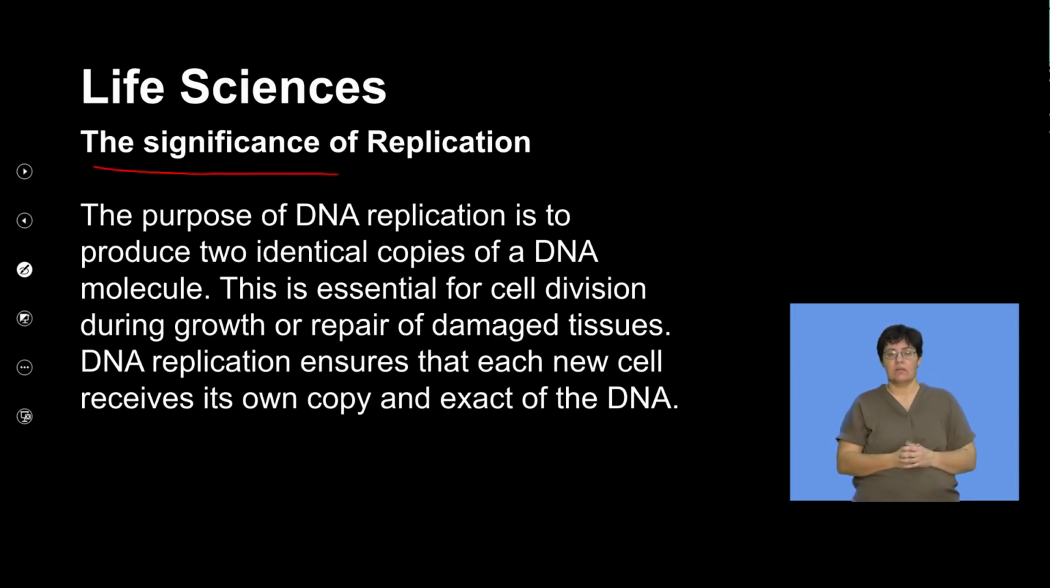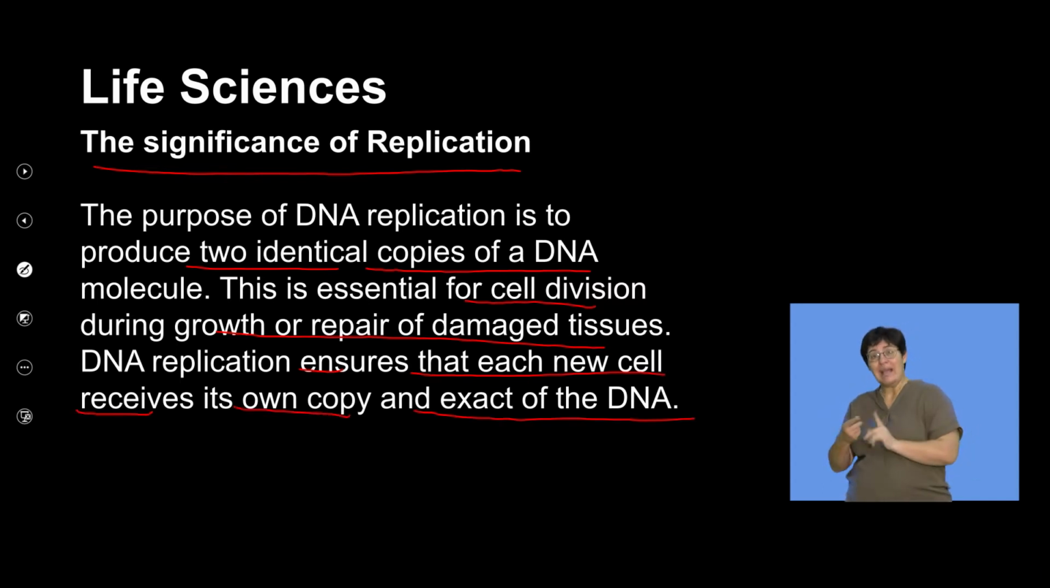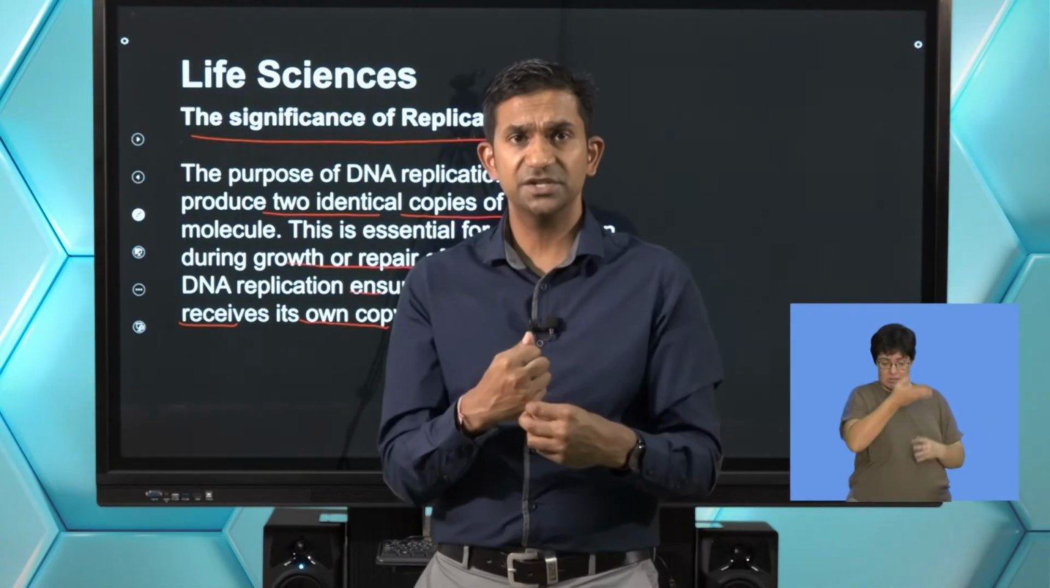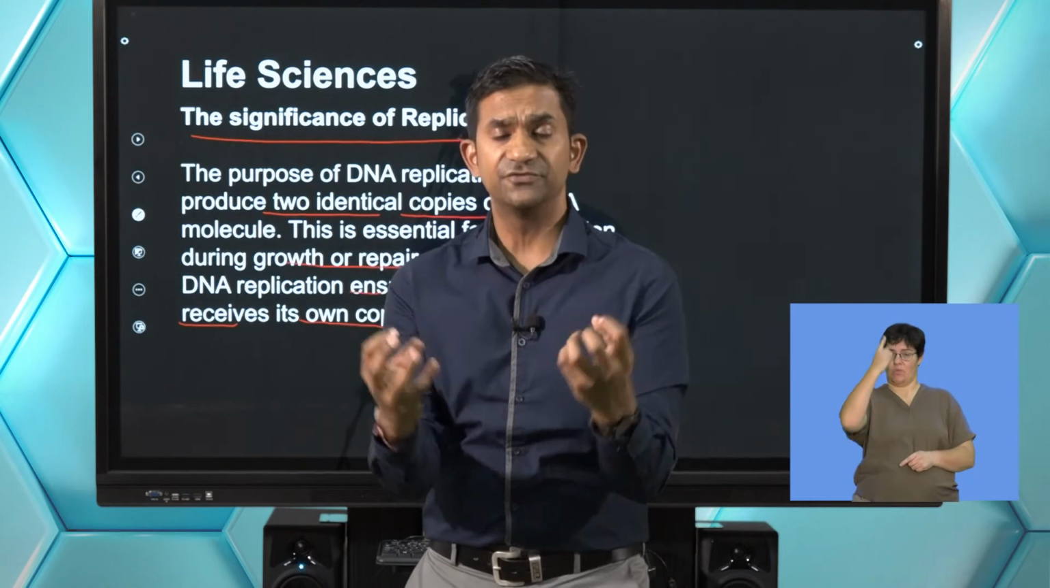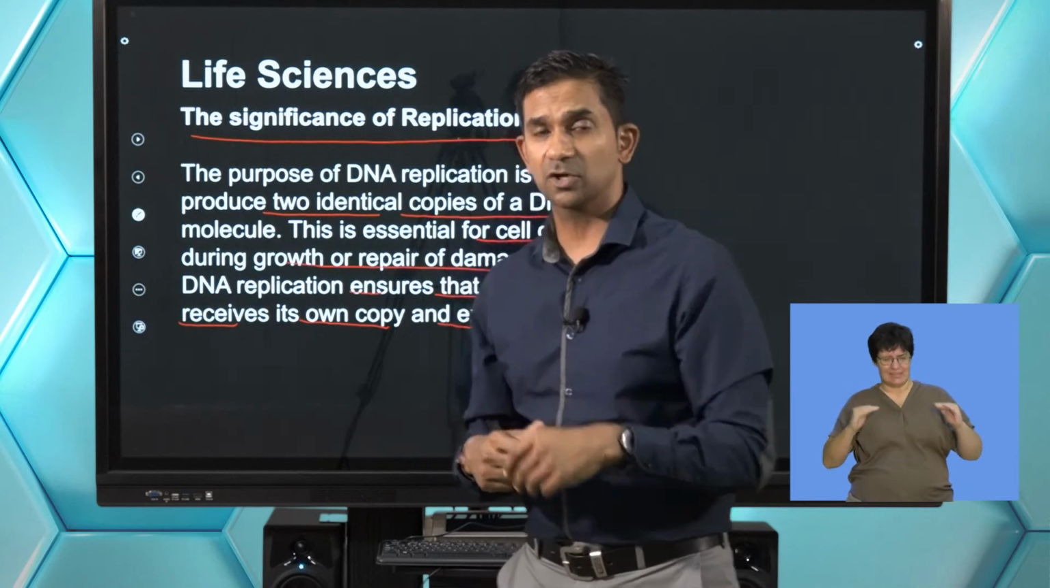What is the significance of replication? The purpose of DNA replication is to produce two identical copies of DNA. This is essential for cell division during growth and the repair of damaged tissue. DNA replication also ensures that at the end, each new cell receives its own exact copy of DNA. So when cells repair and regenerate, it is important that these cells have the same genetic information as the original cell that they've formed from. And so that is why it's important that DNA replication produces identical copies.